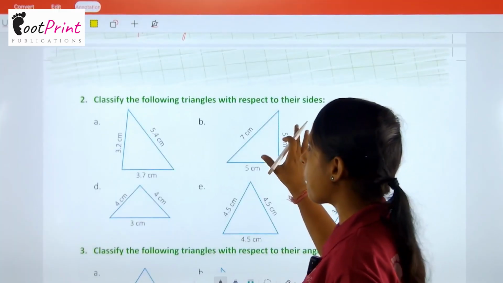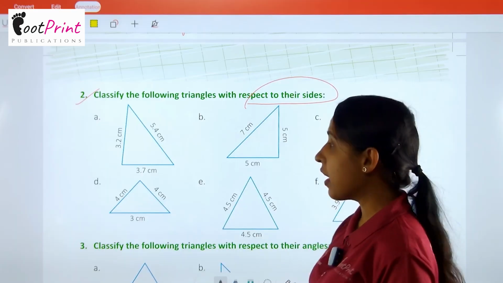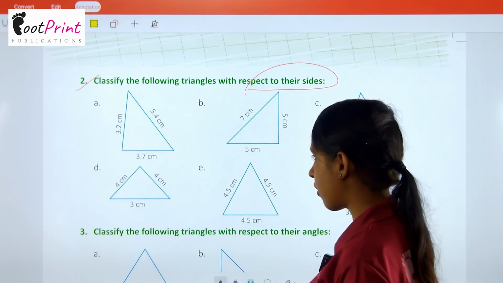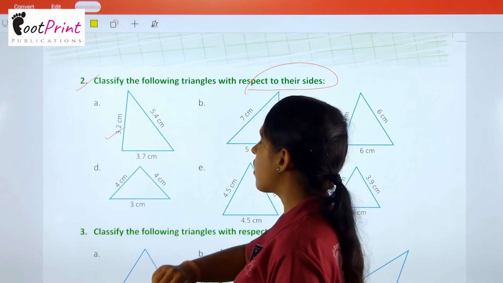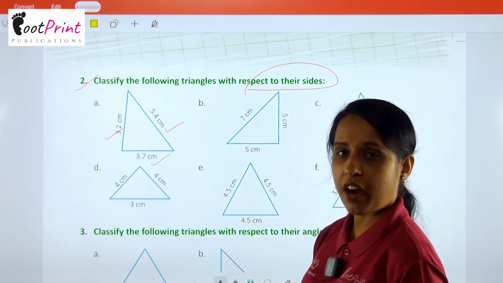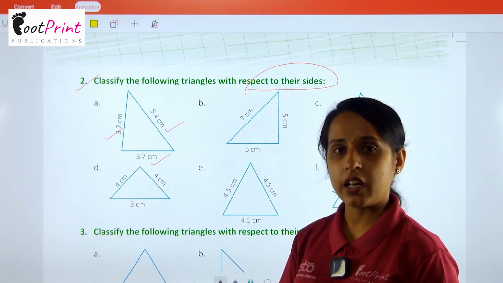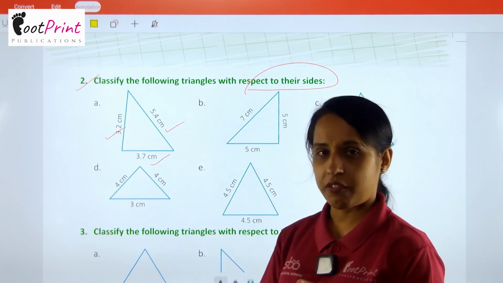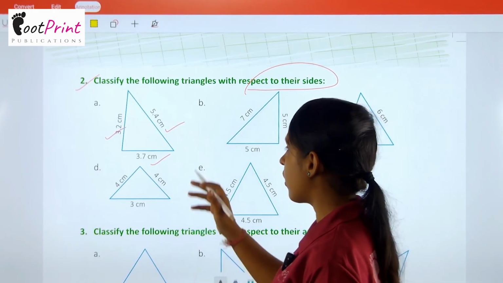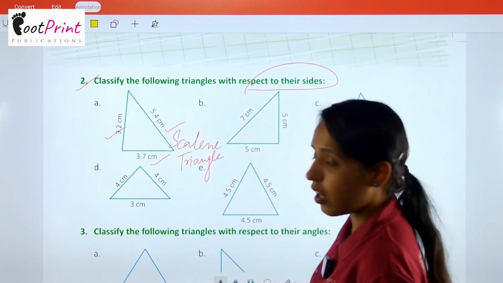Next question is classify the following triangle with respect to their sides. Now we have to classify the triangles according to their sides. So here we can observe that here 3.2 centimeter and this side is 3.7 centimeter and this one is 5.4 centimeter. Okay, so we can say that all the three sides are different. So we know that if a triangle has all the sides different, it is a scalene triangle. So here we write scalene triangle.